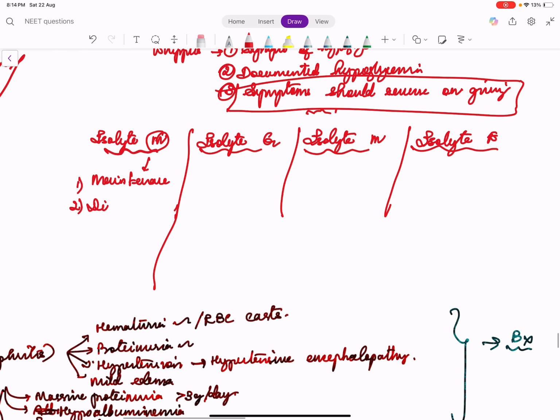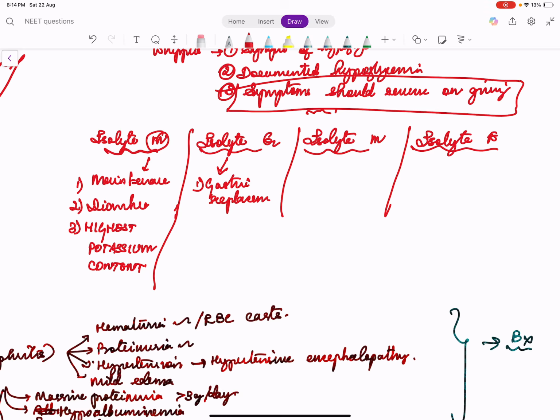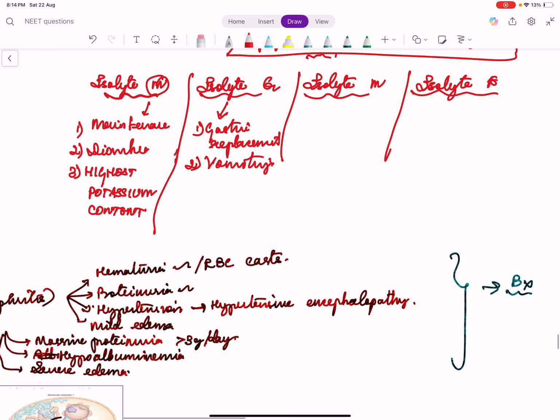It can be used in diarrhea. This Isolyte M has the highest potassium content. Isolyte G. G is the gastric replacement solution. So where is gastric replacement done? When there is vomiting or when Ryle's tube aspiration is more. So when there is vomiting or when Ryle's tube aspiration is more, we give Isolyte G. So G means definitely chloride should be present there, right? So the highest chloride is present in Isolyte G. So if chloride is already high, we should not give Isolyte G.